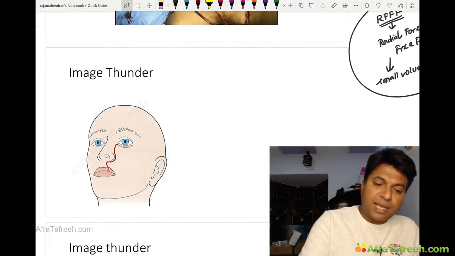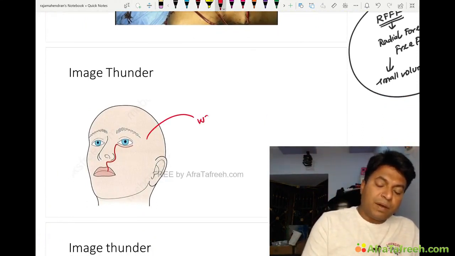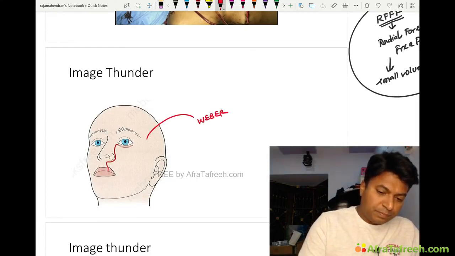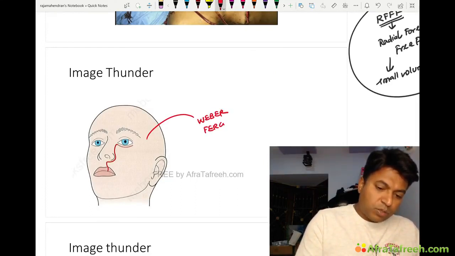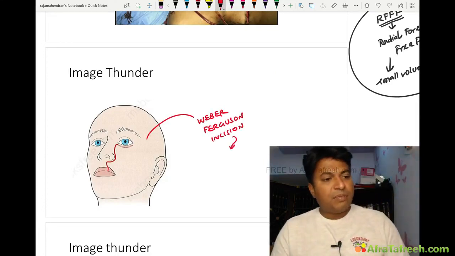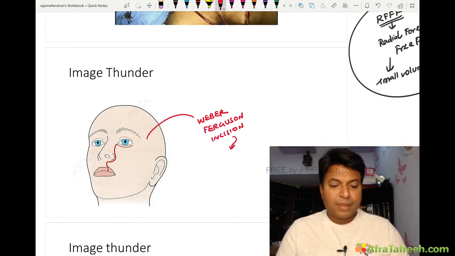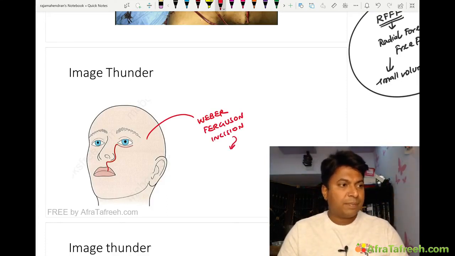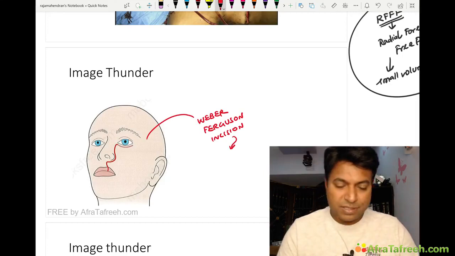This incision is a high yield MCQ. This is the Weber Ferguson incision. Where will you use this incision? Can you tell me for what cancer operation you use this incision?